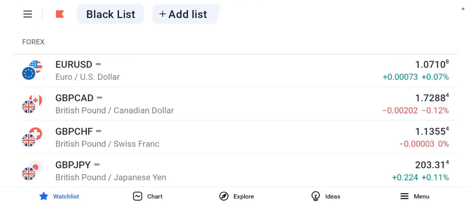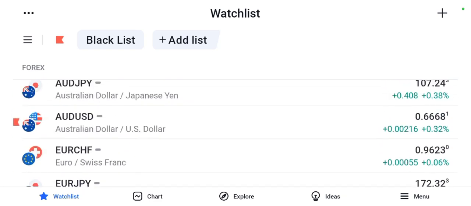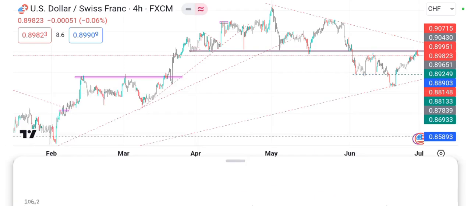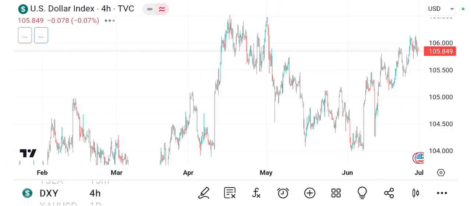And we have 4 pairs we're going to check out today. But before that, let's firstly go to the DXY, because the 4 pairs we're going to be analyzing today are all based on USD pairs. So let's firstly go to the DXY.